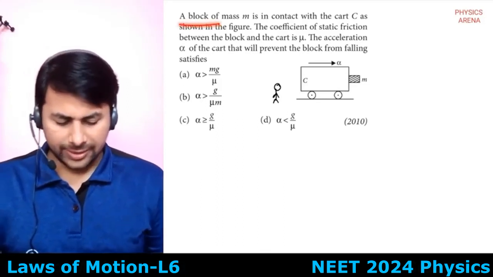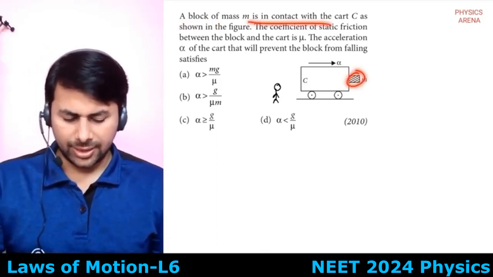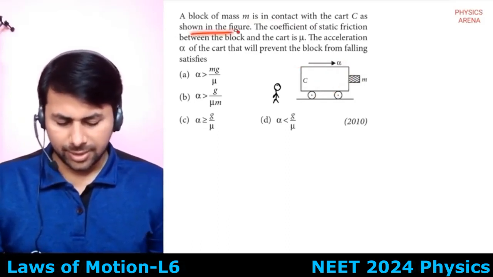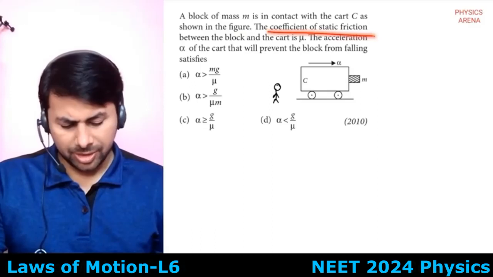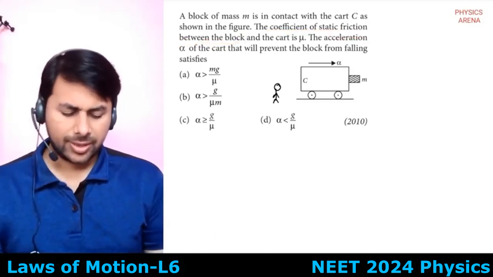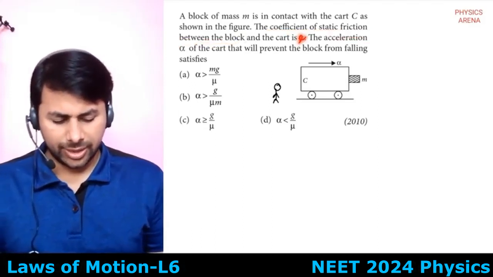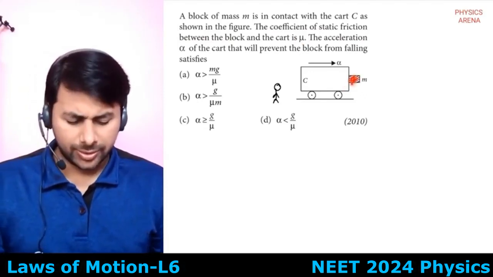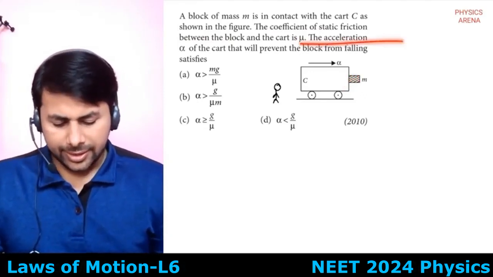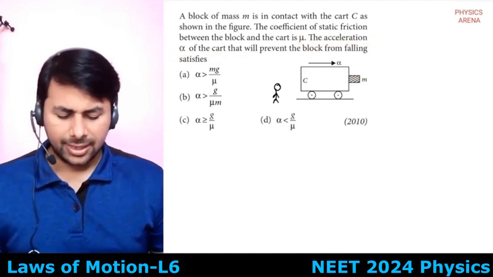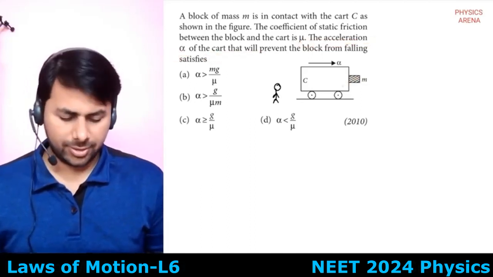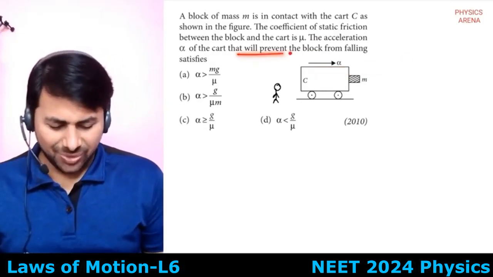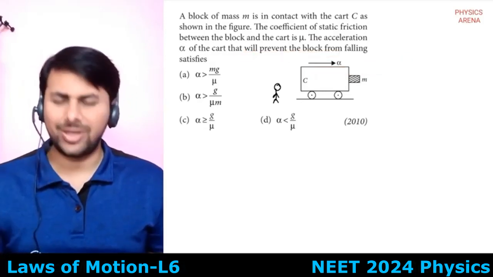We have a block of mass M. It is in contact with the cart, this is the cart P as shown in the figure. The coefficient of static friction between the block and the cart is mu. So there is friction between this cart and the block. Now, what acceleration alpha of the cart will prevent the block from falling? If you accelerate this cart like this, it will prevent the block from falling.